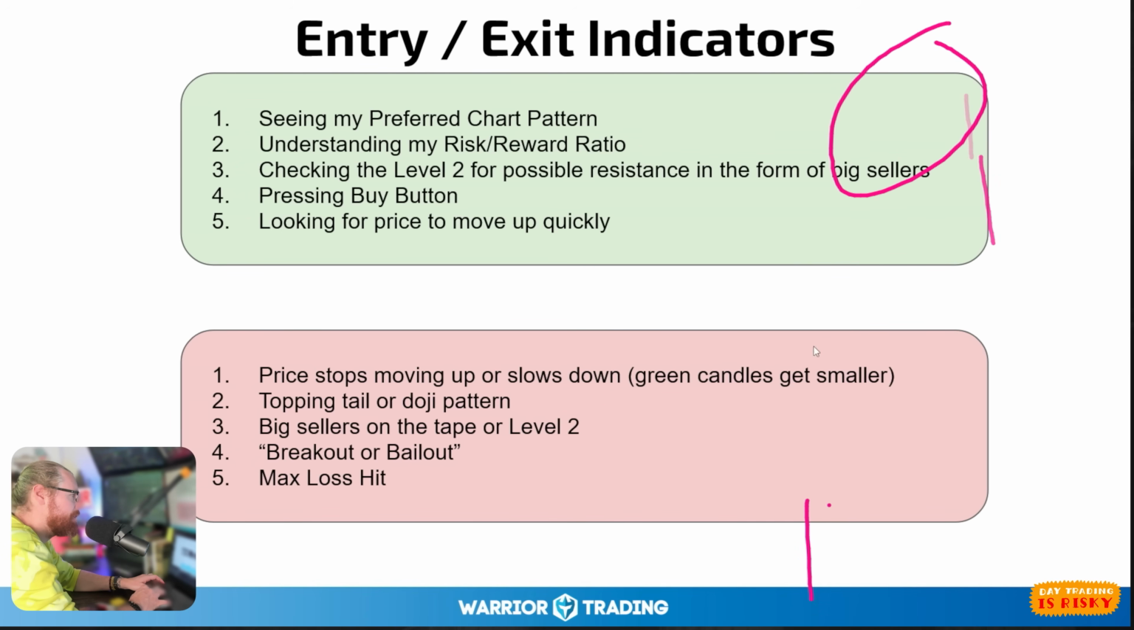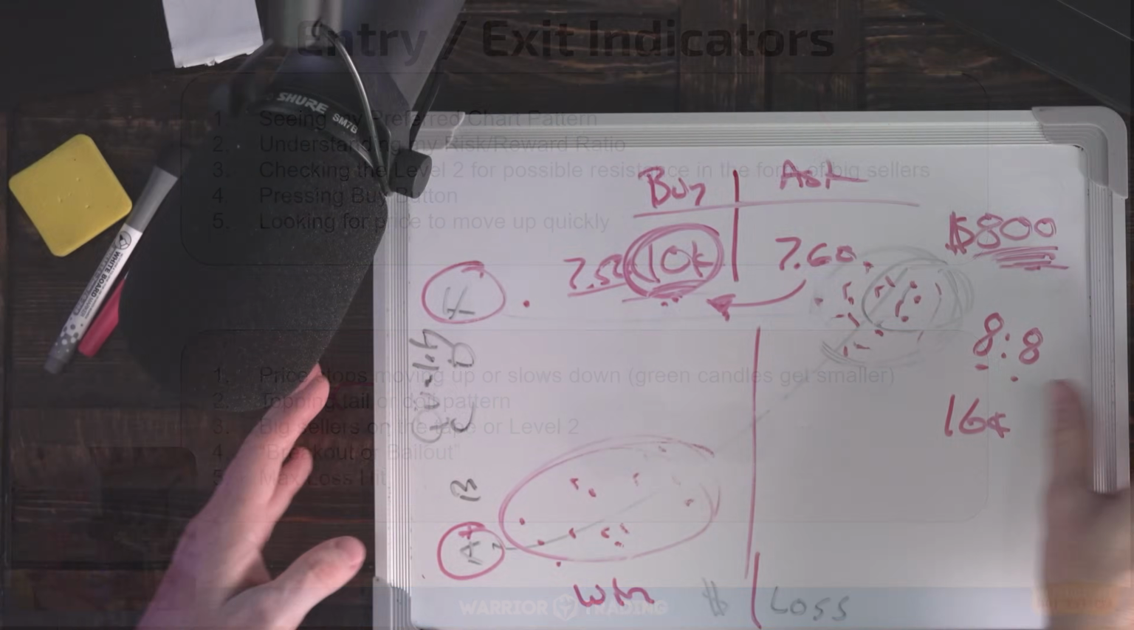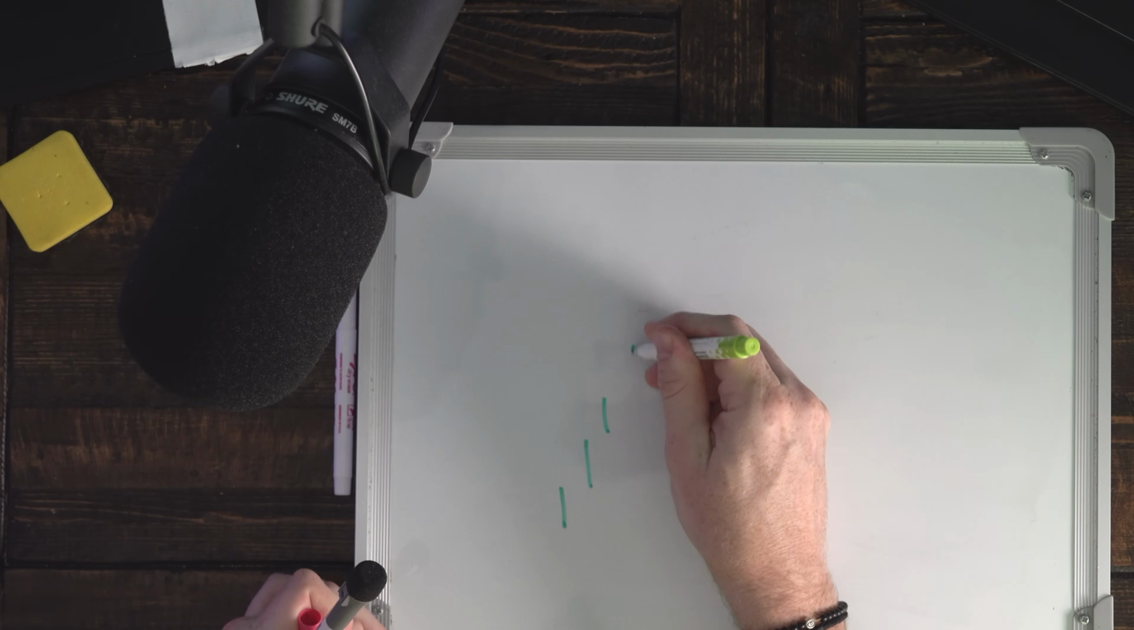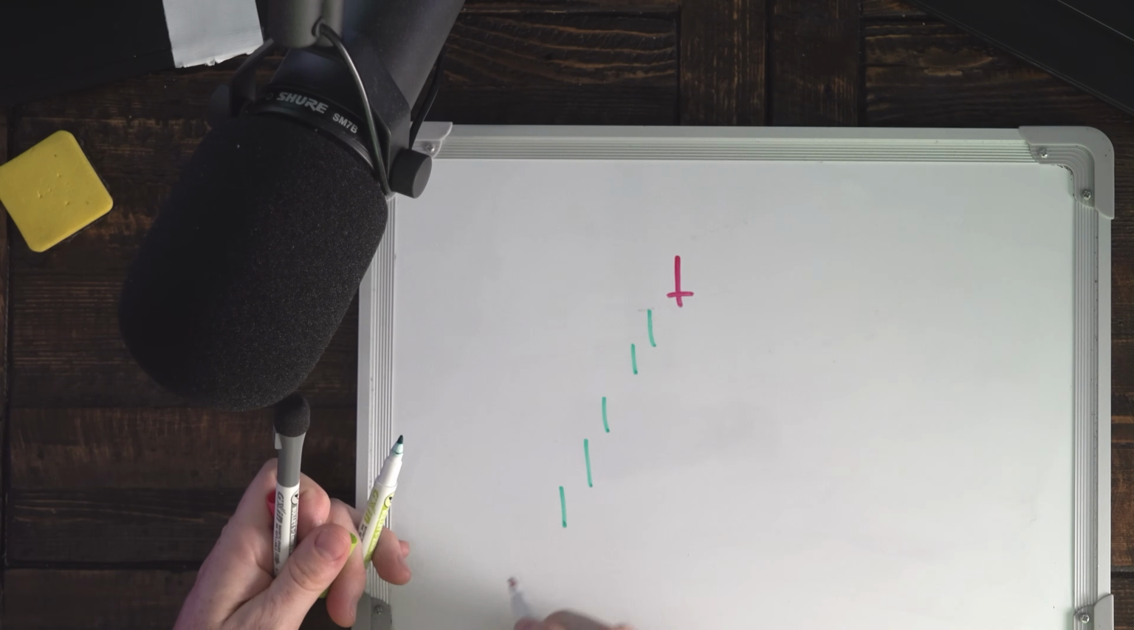I'd rather see the candles getting bigger and bigger. That's what we see during a parabolic move. If I see a topping tail or a doji pattern, same thing. So topping tail, basically, we'll just use the green candle here. So price has been moving up, candles moving up, and then up here, we have this big topping tail, right?